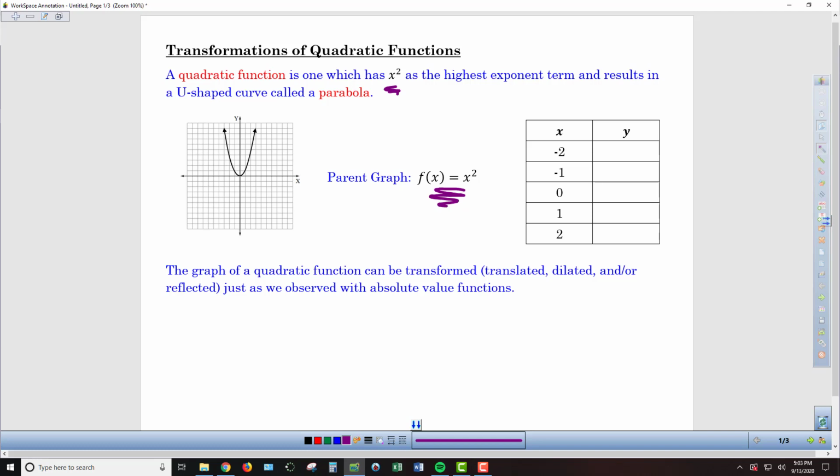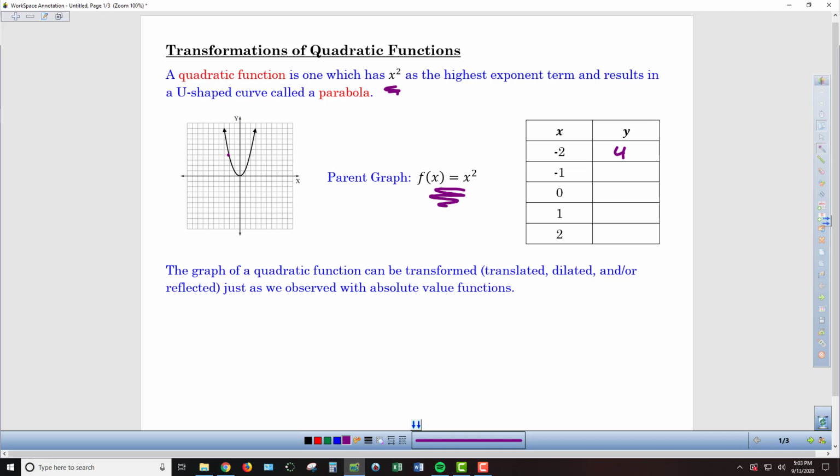So when we have an input of -2, if we square -2, that means we're doing -2 times -2. A negative times a negative equals a positive, so we're going to end up with an output of +4. And we can see that that's confirmed on our graph here. If we go left 2 and up 4, we are going through that location right there.